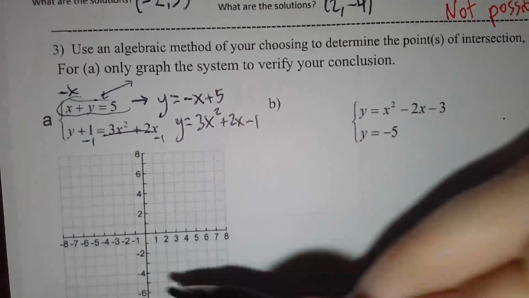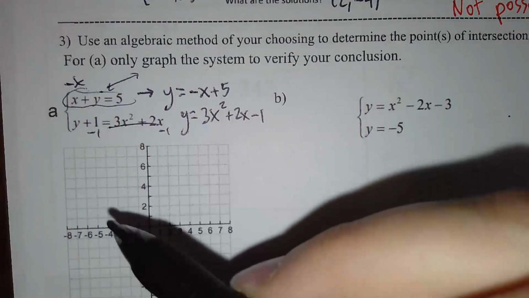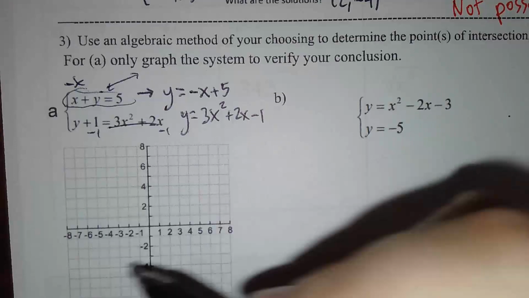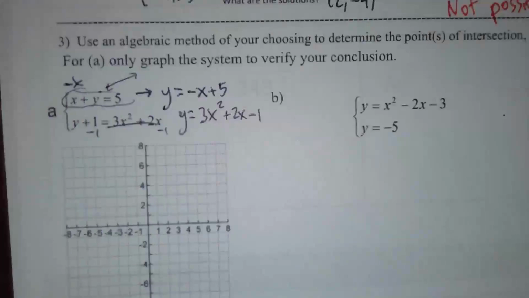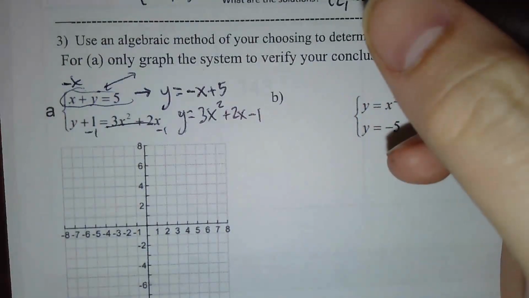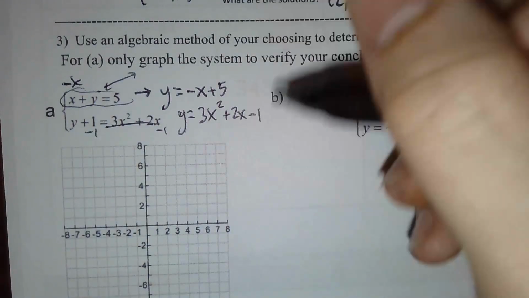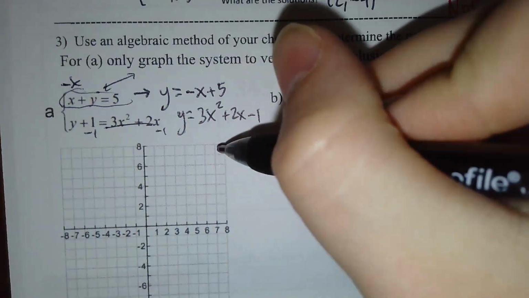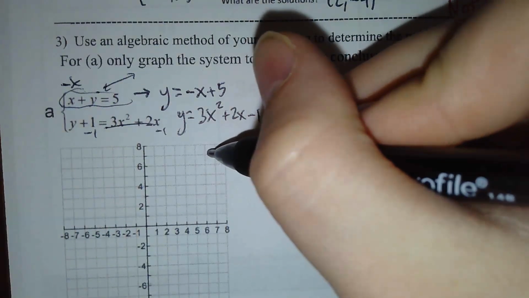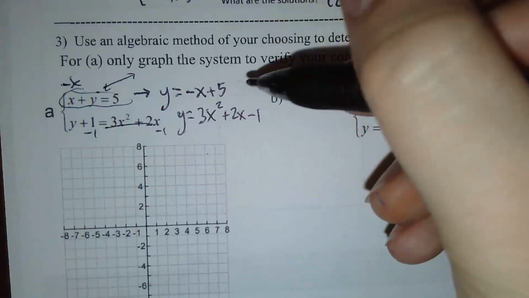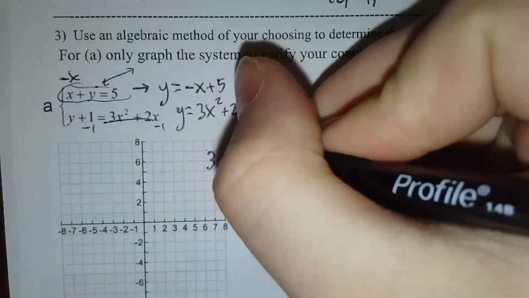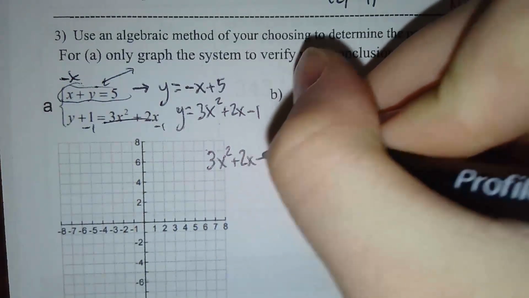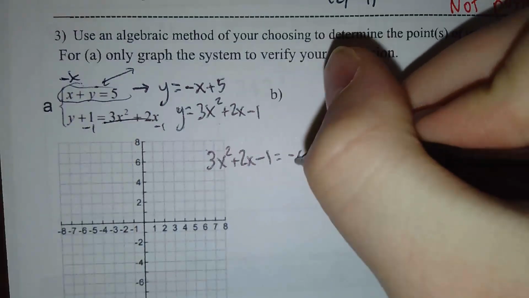At this point, I could decide to graph it on the coordinate plane, but I'm going to solve it algebraically, where I set these two equations equal to each other, and I will find their point of intersection. So let's set this equation equal to that one. 3x squared plus 2x minus 1 equals negative x plus 5.